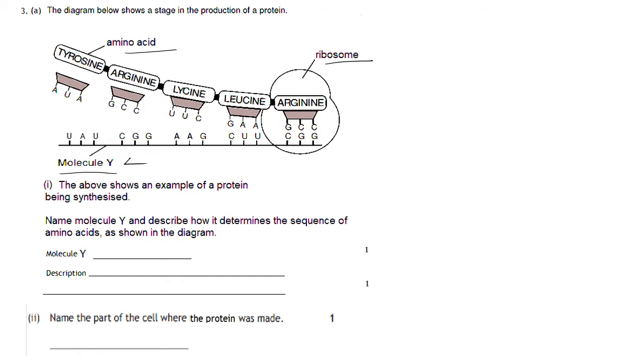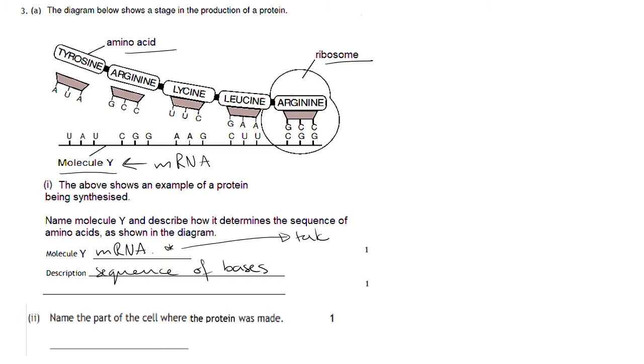So look at this molecule Y. Who is he? Look, he's one strand. He's at the ribosome. He is messenger RNA. Okay? So molecule Y, messenger RNA. Now, how does it determine the sequence of amino acids? There's a couple of answers here. I could literally just say the sequence of bases, because it's the sequence of bases that determines the sequence of amino acids, right? Or, because this is mRNA, what I could do is, well, what does that do?